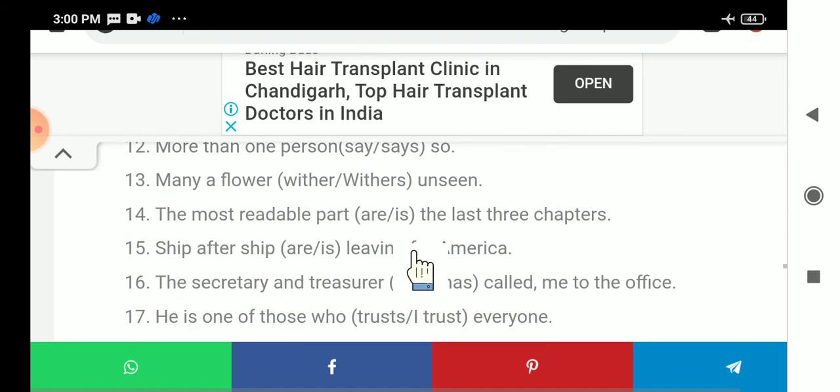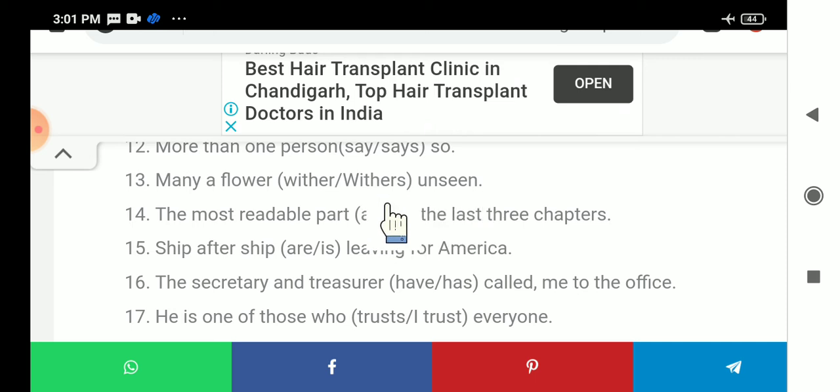Now comes question number 13. Many a flower wither or withers unseen. Many a flower withers unseen. Okay, many a flower. So "many" is used here, which tells the meaning of plural. With the plural subject, which form of the verb do we have to use? Yes, we have to use a plural verb, which is withers unseen.